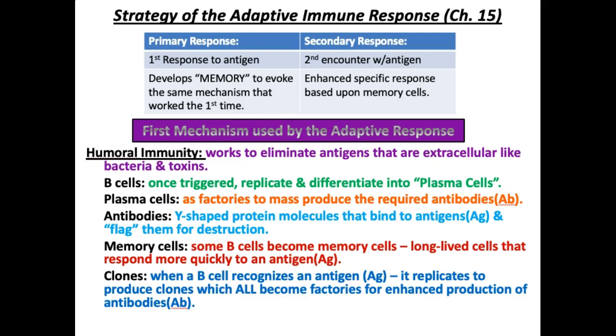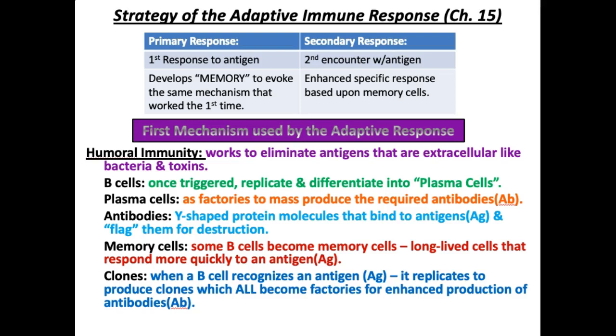Now, a second response would be the second time you encounter that antigen. So it's going to have an enhanced specific response based upon those memory cells. Those memory cells can organize and get after that infection faster than the first time. And usually the second time you get an infection, it's not as severe, the symptoms aren't as bad, and it doesn't last as long. So think about that.